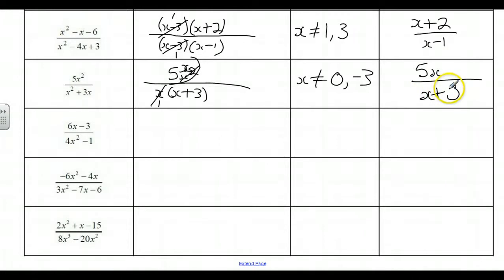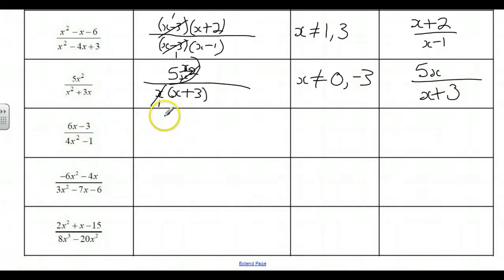Anytime you're thinking about doing cancellation like that, just throw in a value for the variable. If you cancel these, you'd be left with 5/3, but if you put a 1 in here, you get 5 over 4. If you put a 2, you get 10 over 5, which is 2. So anytime you're thinking you can go simpler, just try and verify that with a value.